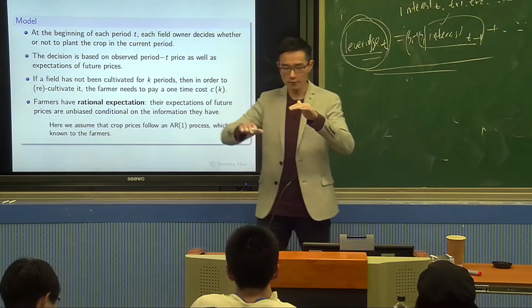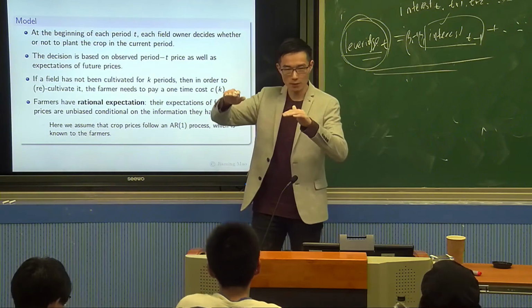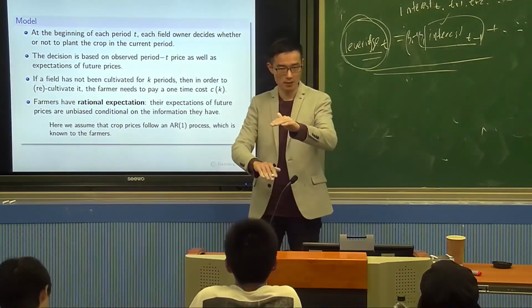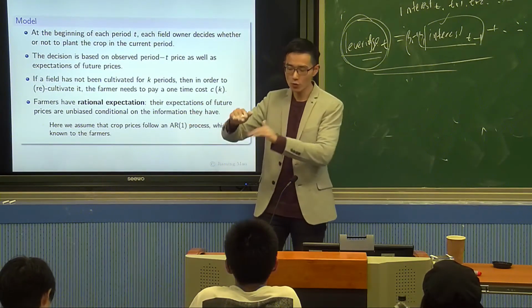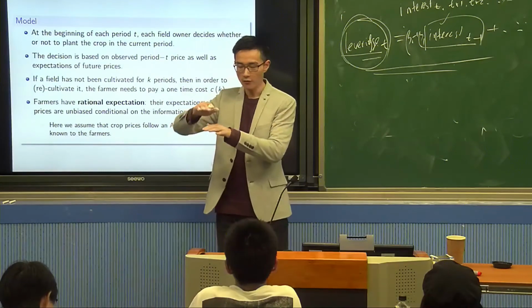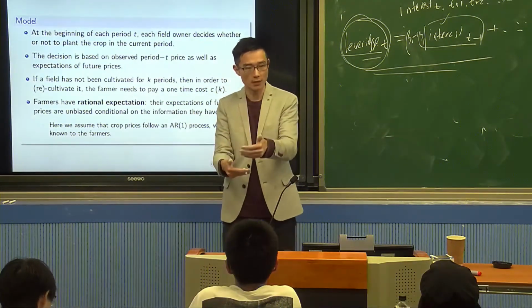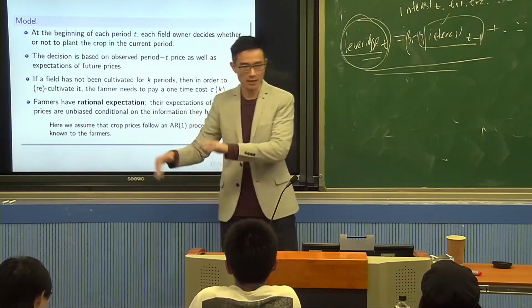So in other words, if I see the price go up today, but I'm not sure the price will continue to go up tomorrow, I'm not going to pay this one-time investment cost and start to grow barley. I'm going to wait. If I anticipate future price to be high for many periods, then I'm going to make this one-time investment and become a barley farmer and start to grow barley. That's the idea behind this model.